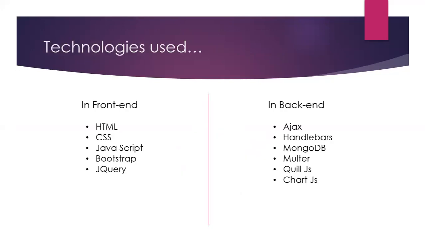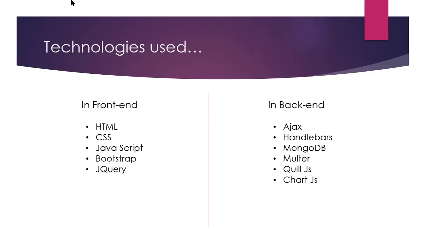What are the technologies we have used? In the front end, we have used HTML, CSS, JavaScript, Bootstrap, and jQuery. In the back end, we have used AJAX for making different calls, Handlebars for showing different types of web pages, MongoDB as the database, Multer for uploading images, Quill for the editor, and Chart.js for showing different kinds of charts to the user.